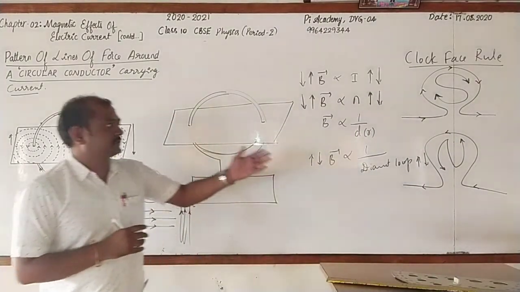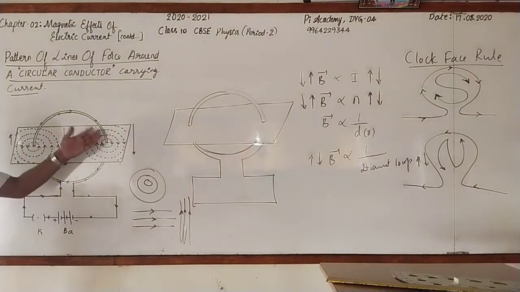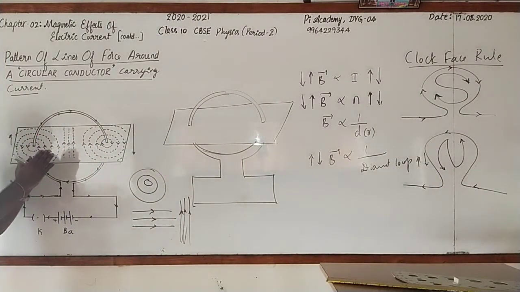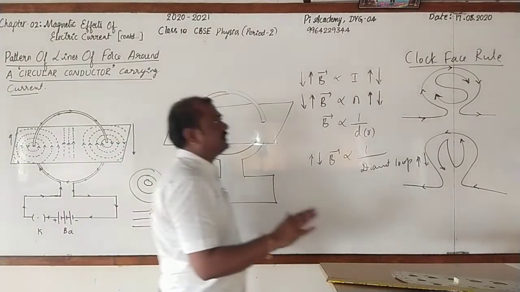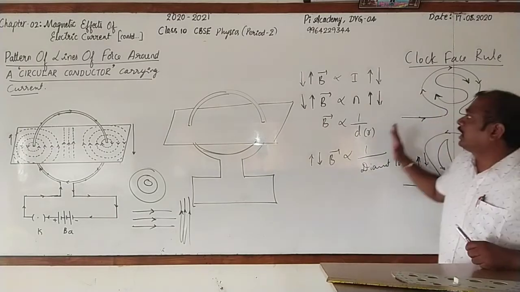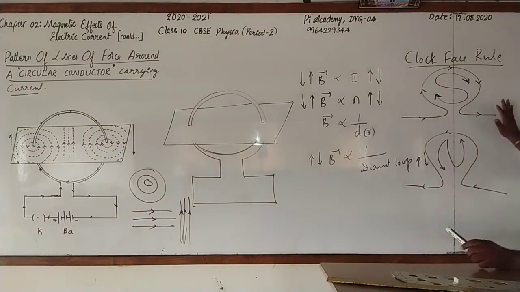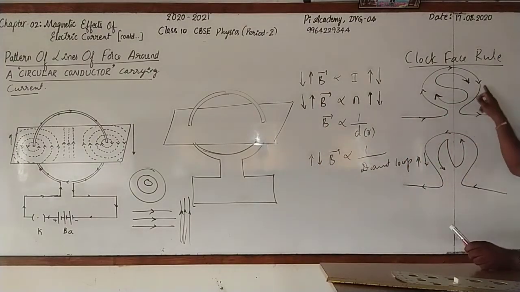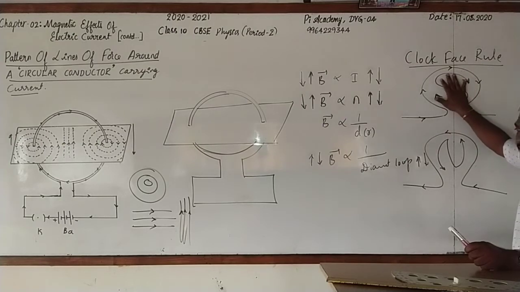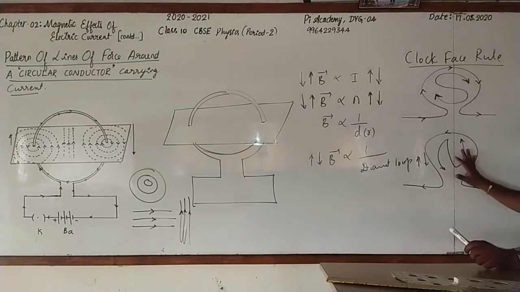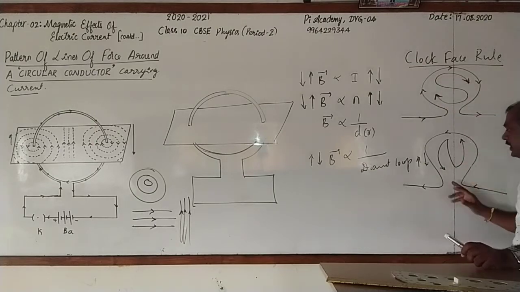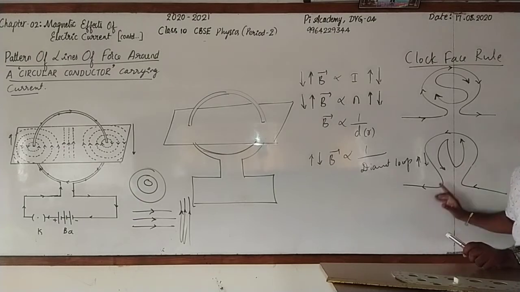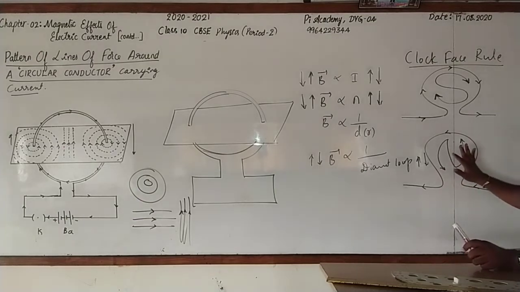Understood? Yes. And here, whatever the phase of this circular conductor you are seeing at present, this is south. Back side, it is north. So that is the clock face rule. According to this rule, you have to imagine that the current flowing in the circular conductor is in the clockwise direction. That phase acts as south. If the phase in which the current flowing appears as anti-clockwise direction, then that phase acts as north pole.